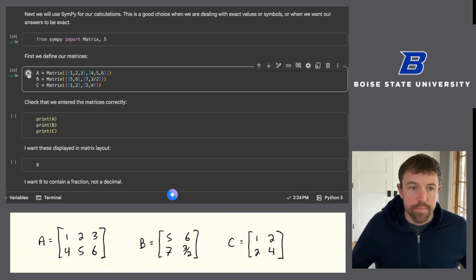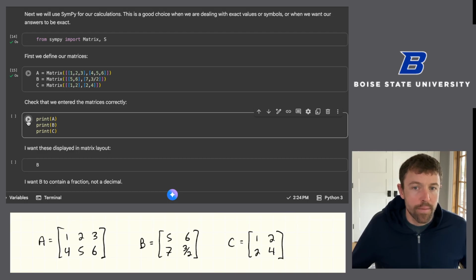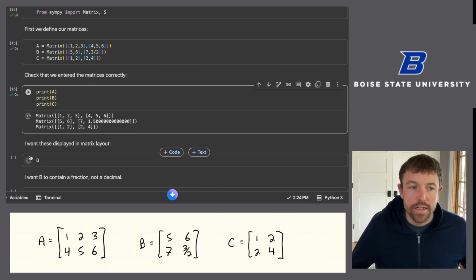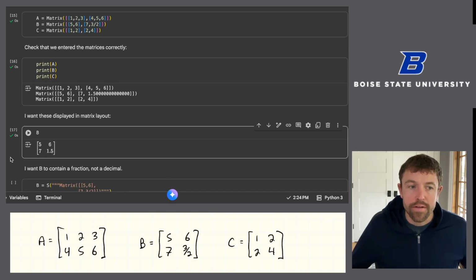Again, I'm using these same matrices. And when I print them out, what you'll see is that the print function doesn't really give you what you want. And so actually, you just want to type the element, right? That in SymPy, this is often the case, that if you want to get it to print out nicely, you actually just don't want to use the print function.